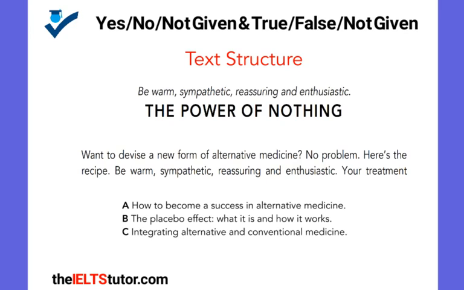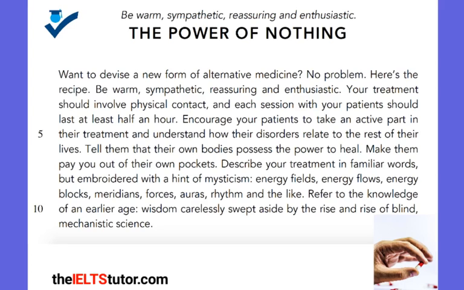B, the placebo effect, what it is and how it works. Or C, integrating alternative and conventional medicine. Where can you find all of this information, A, B, and C? Okay, so I'm just going to show you the first part of the text from line 1 to line 11. I'm going to give you 1 minute to look through this.